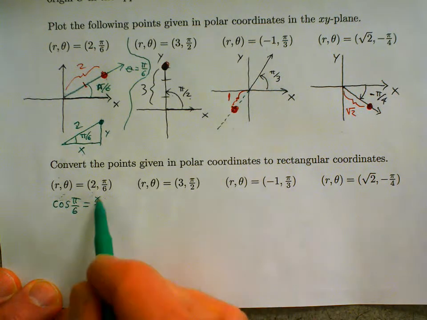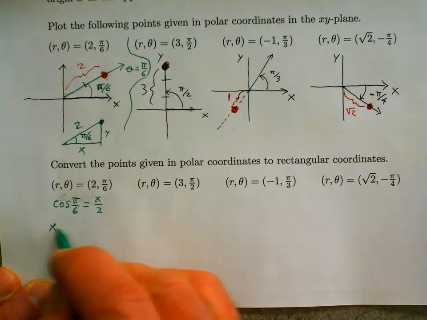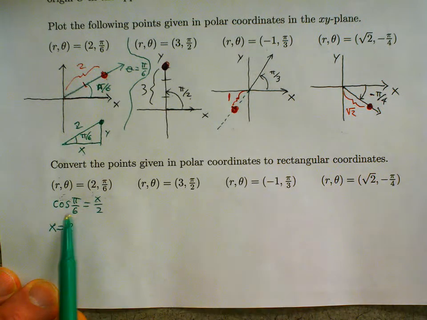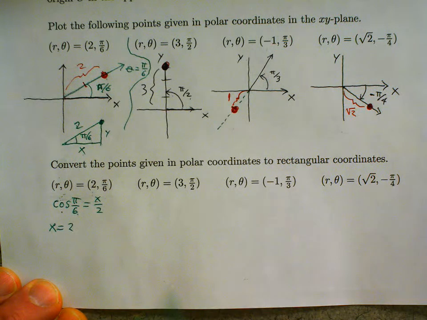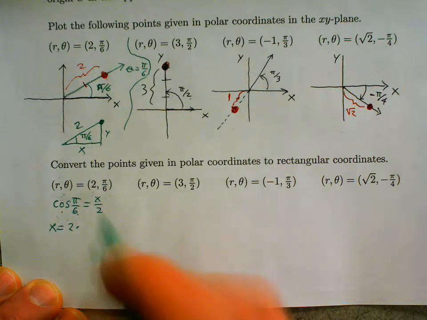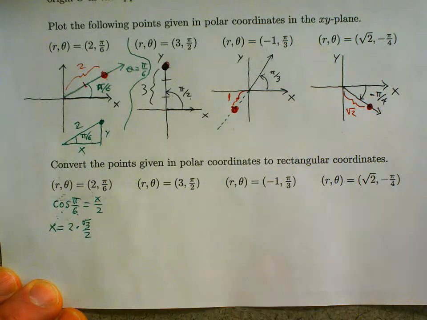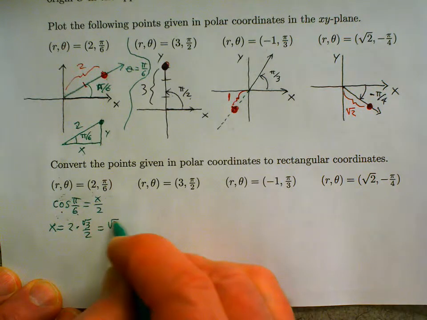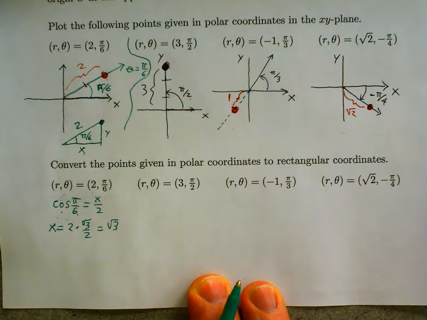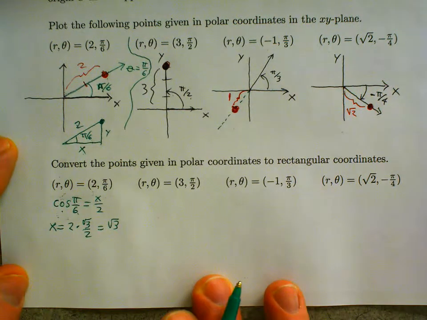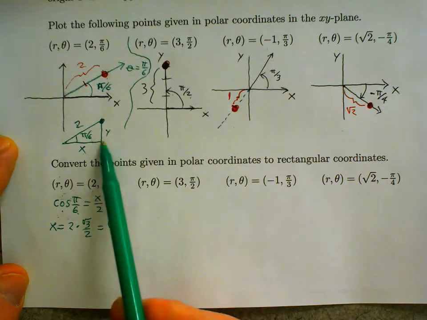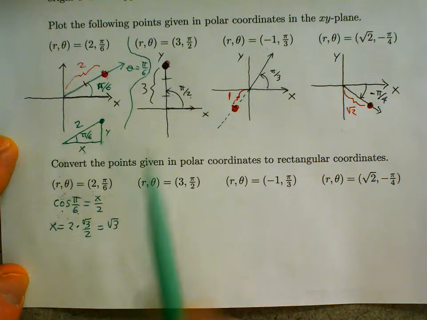And so the x-coordinate is 2 times the cosine of pi over 6. We know what the cosine of pi over 6 is. It's the square root of 3 over 2. And so 2 times the square root of 3 over 2 is just the square root of 3. That's the x-coordinate.